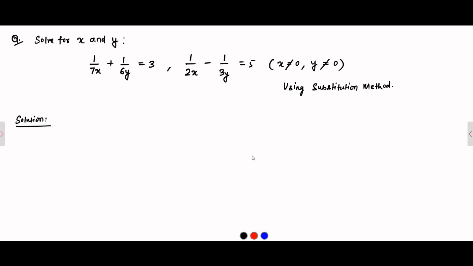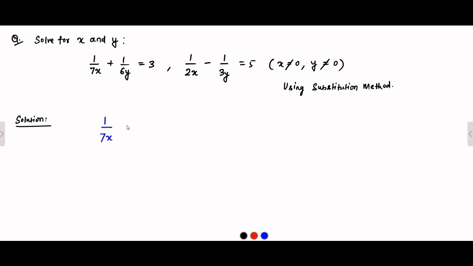So here is another question on linear equations in two variables using substitution method, which we have to solve. Here we have two equations: 1 by 7x plus 1 by 6y is equal to 3, and 1 by 2x minus 1 by 3y is equal to 5, with x not equal to 0, y not equal to 0, and we have to solve it using substitution method. So first we'll write the equations.